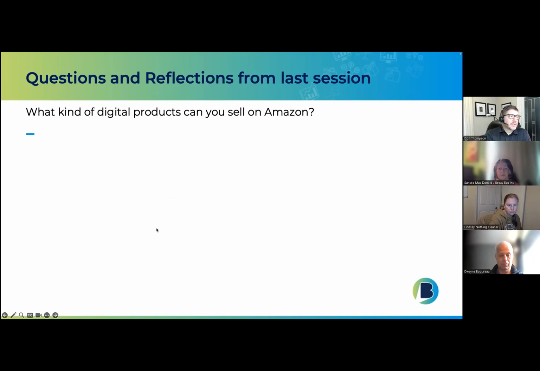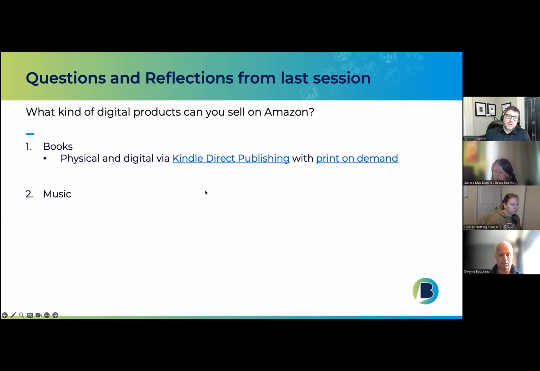And the last one that I had prepared here was kinds of digital products you can sell on Amazon. So, books, music. Physical and digital books can be sold via Kindle Direct Publishing with print on demand. I've put some links in here. Again, they should work through the PDF. If not, just let me know and I'll happily send them to you.